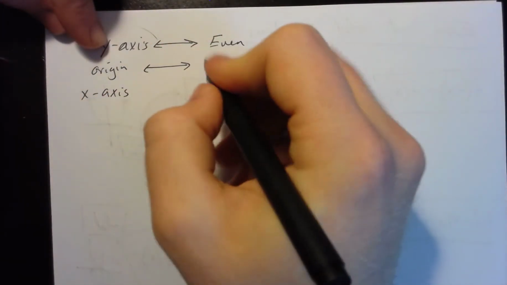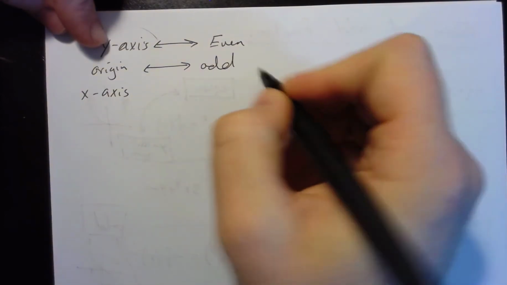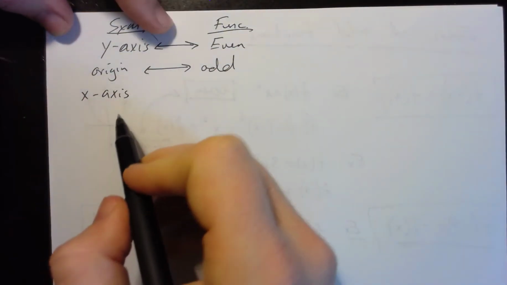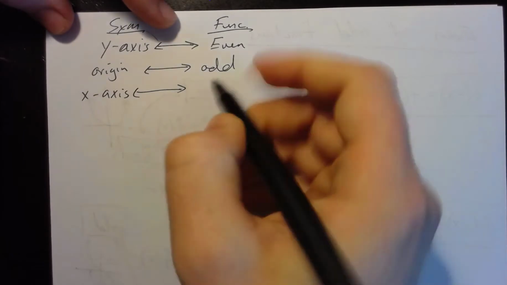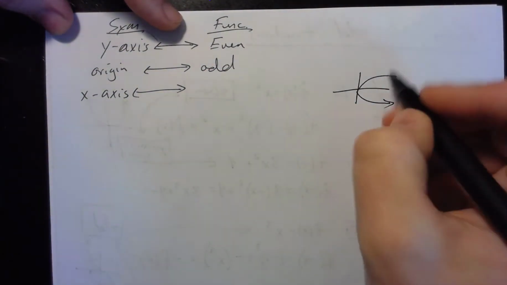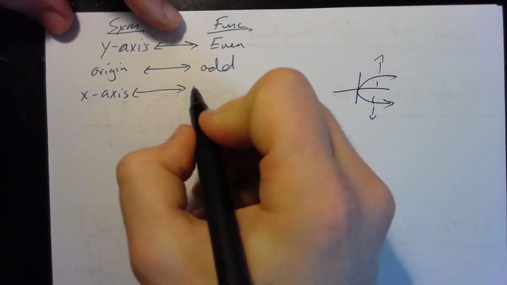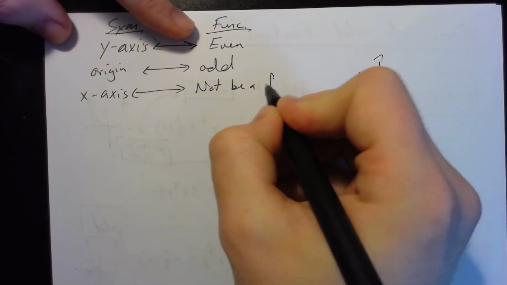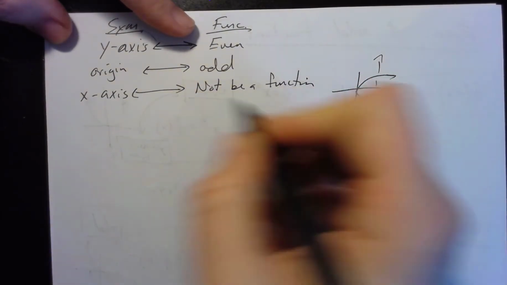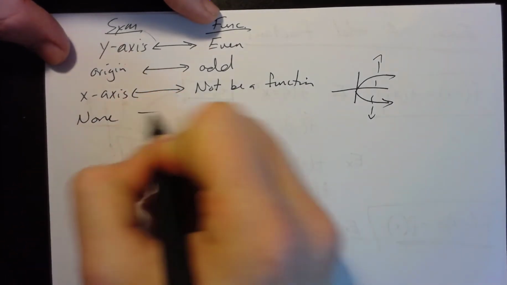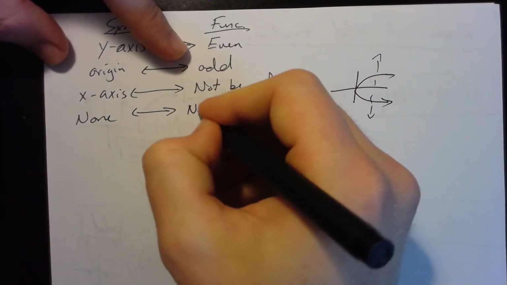Secondly, origin symmetry is going to be considered odd. An origin symmetry considers that the function is odd. And then the last piece is, well, what about x-axis symmetry? Well, x-axis symmetry would cause us to not have a function because it doesn't pass the vertical line test. So over here, it would not be a function. Okay, and the other detail is that we might not have any symmetry, which could be neither even nor odd.